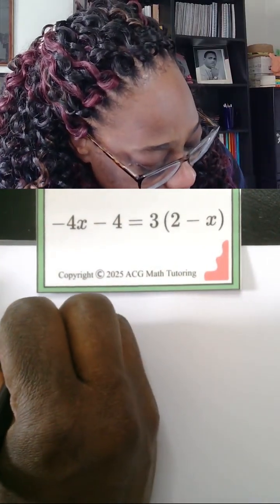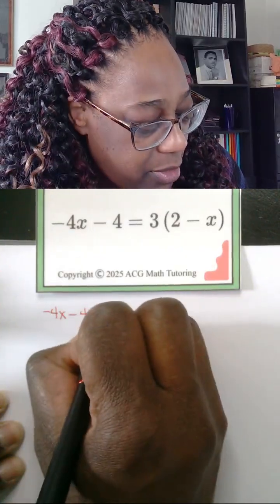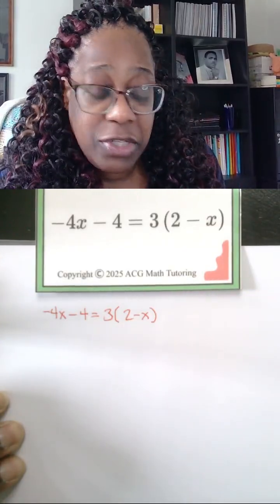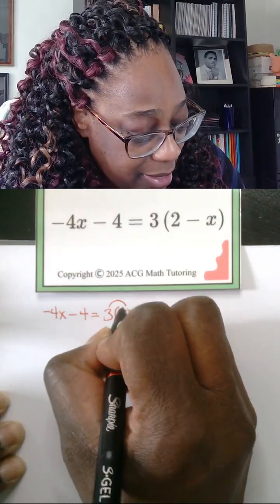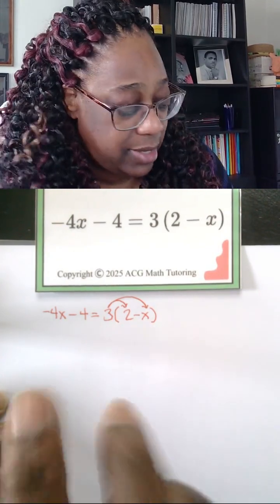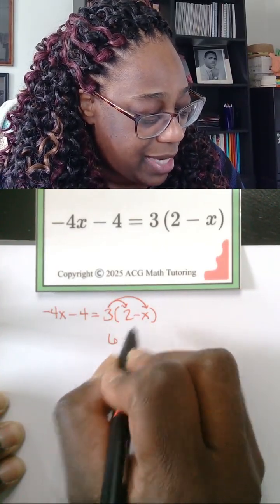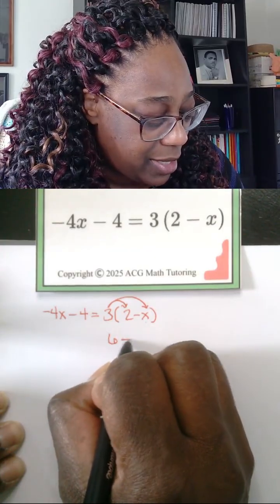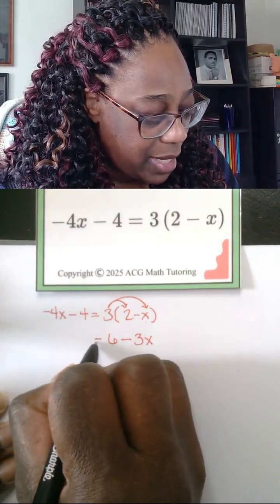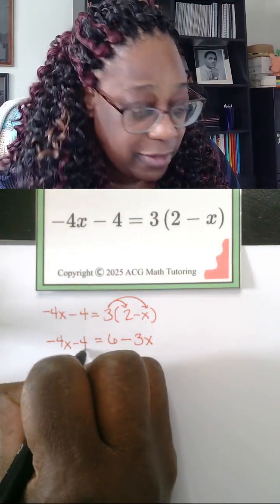So if we have negative 4x minus 4 is equal to 3 times (2 minus x), first thing I need to do is the distributive property. I need to distribute that 3 to everything inside the parenthesis. So 3 times 2, that gives me 6. And then 3 times a negative x, a positive times a negative is a negative, and that gives me negative 3x. So what happens to the equal sign? It comes down as well as our negative 4x minus 4.